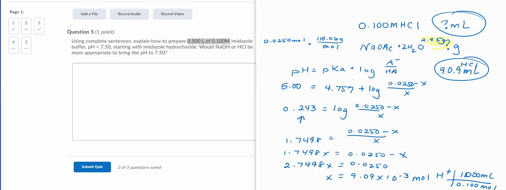If we were to start with imidazole instead of the imidazole hydrochloride, then we would need the hydrochloric acid, because imidazole is a base, and we would need the hydrochloric acid to adjust the pH.